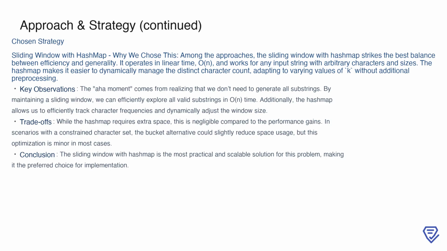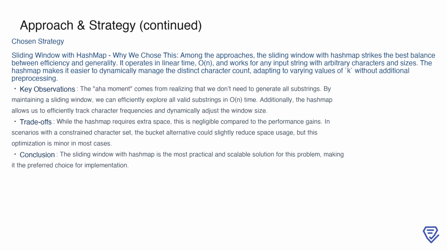This method operates in linear time, O(n), and works seamlessly for any input string, regardless of its size or the character set it contains. The key insight here is recognizing that we don't need to generate all substrings explicitly. By maintaining a sliding window, we can efficiently explore all valid substrings in a single pass. The hash map is particularly valuable because it allows us to dynamically track the frequency of characters and adjust the window size as needed, ensuring we always meet the condition of having at most k distinct characters.